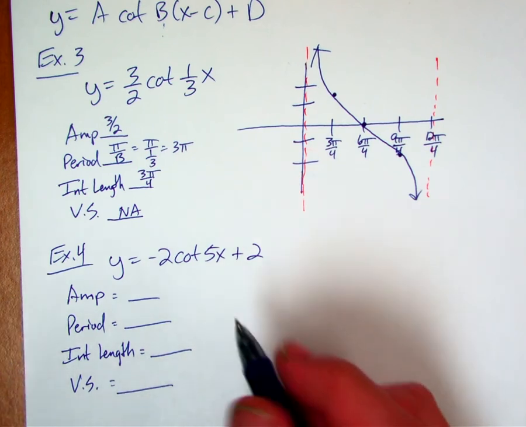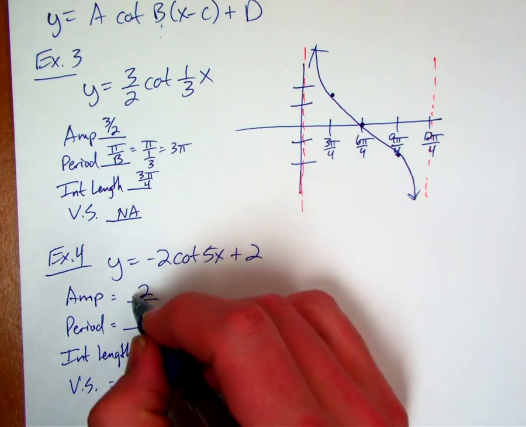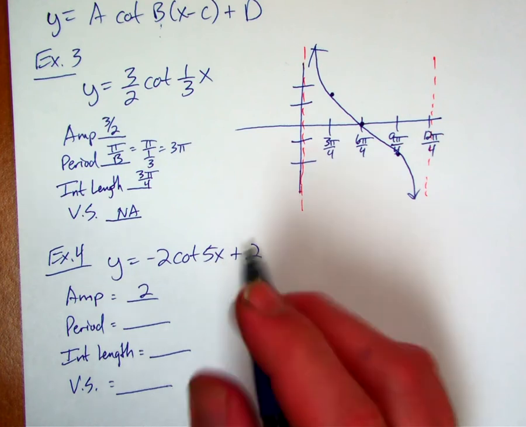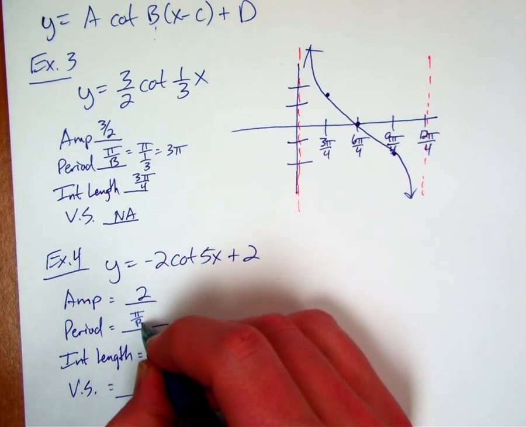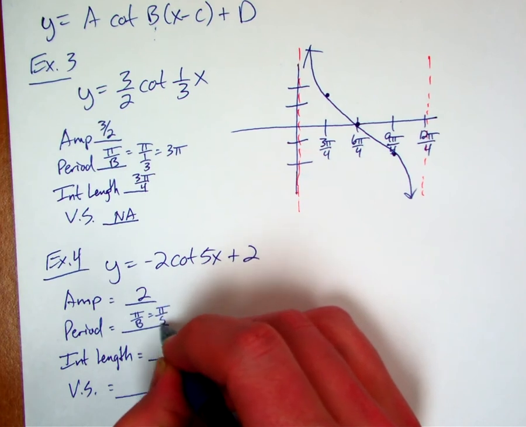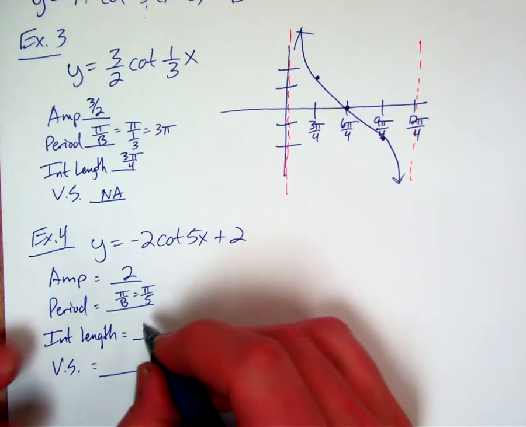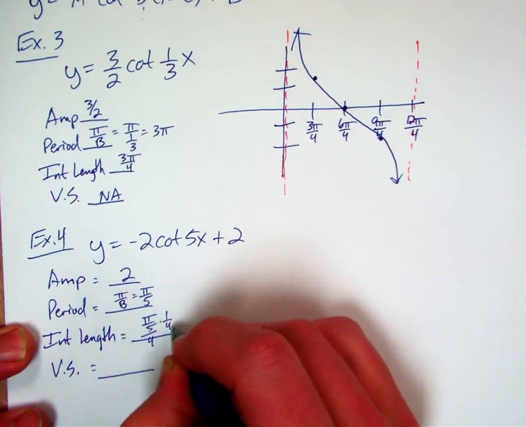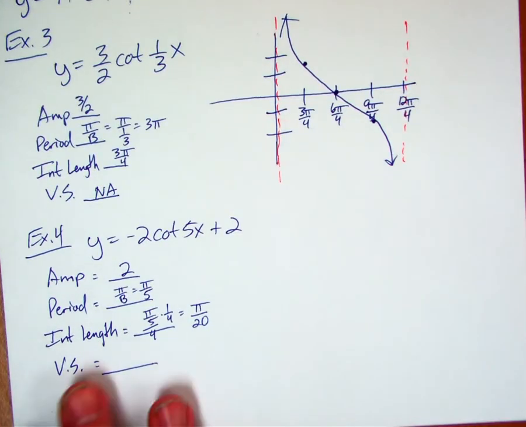So, amplitude is quote-unquote 2. It's going to help us graph it. Please don't write negative just because the negative just tells us it's going to flip. Period is going to be pi over b, so this one is pi over 5. By the time I do my interval length, which is period over 4, and flip and multiply, I'm going to get pi over 20. Good times right there. Pi over 20.